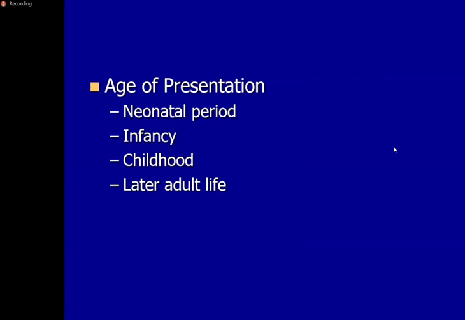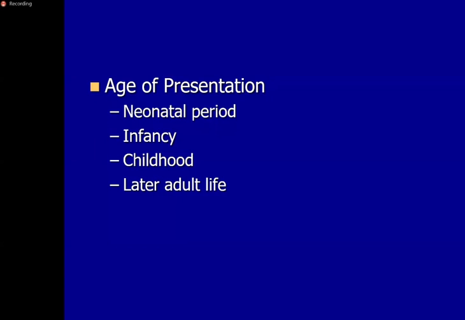Now the age of presentation will depend on the type of the lesion. There are certain lesions which will show symptoms in the very early stages of life, the first few days of life. Then others in infancy, the first year of life. Some lesions may be detected in childhood. And of course, there will be other lesions which will be detected even in adult life, especially ASDs. Nowadays, of course, that is less happening.